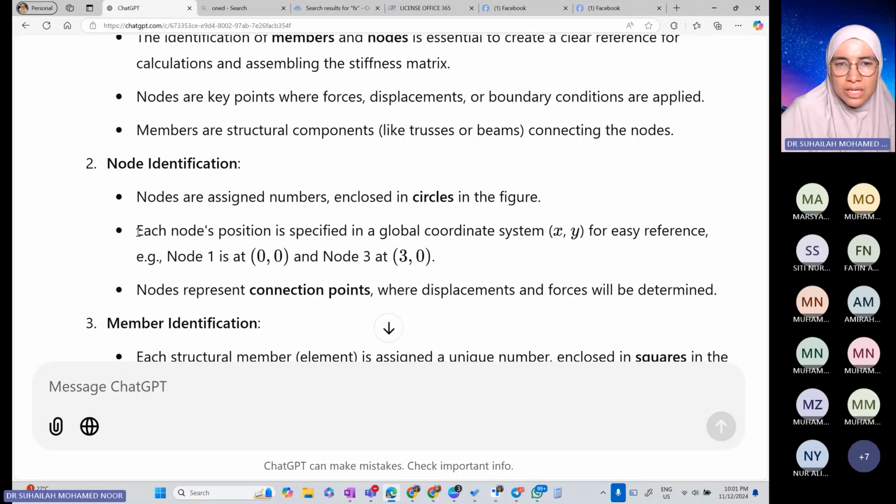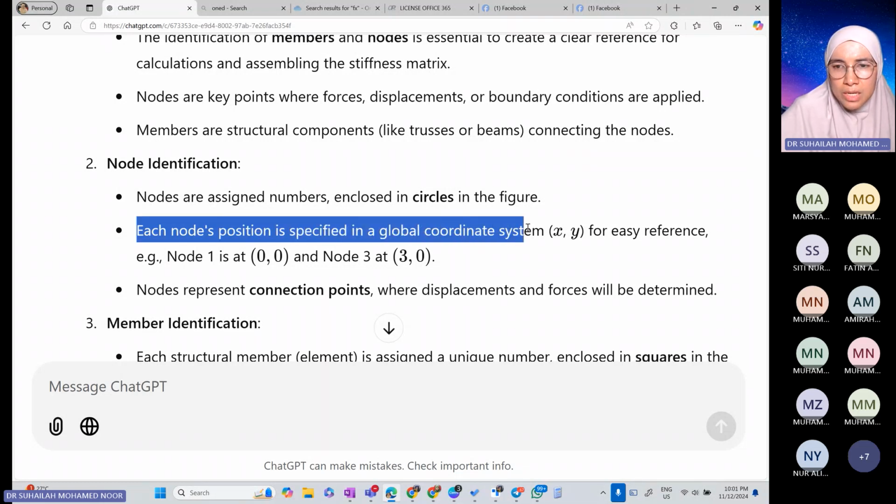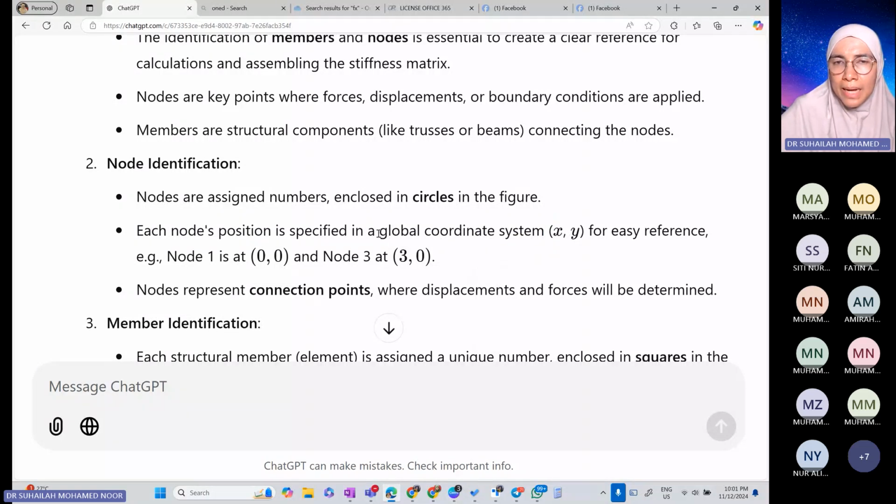So it says here each node position is specified in the global coordinate system. If you look at past years' questions, you will find the term "in the global coordinate system". For example, establish the structure stiffness matrix in the global coordinate system. So this is indeed the term we use. Global coordinate system, XY for easy reference.